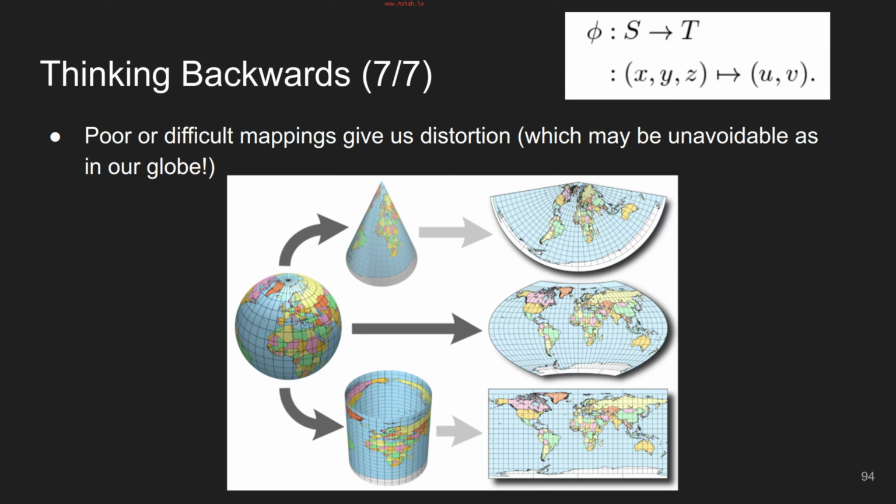Now, one thing to keep in mind though is that doing this process of 3D coordinates to 2D, right? It's a mapping, and we could have some distortion. And in some ways, this might be unavoidable. Our globe, if you've ever looked at a globe, is somewhat accurate, right? This is our world here.